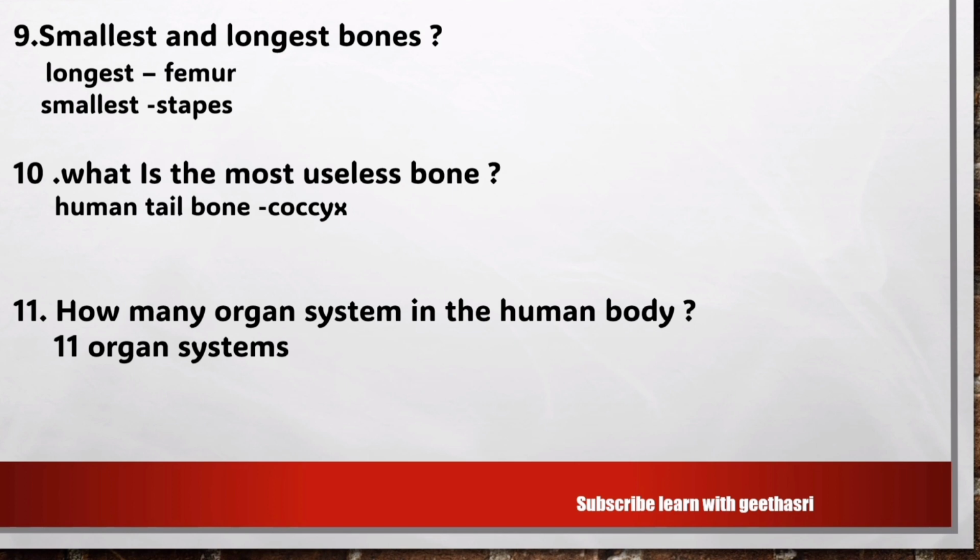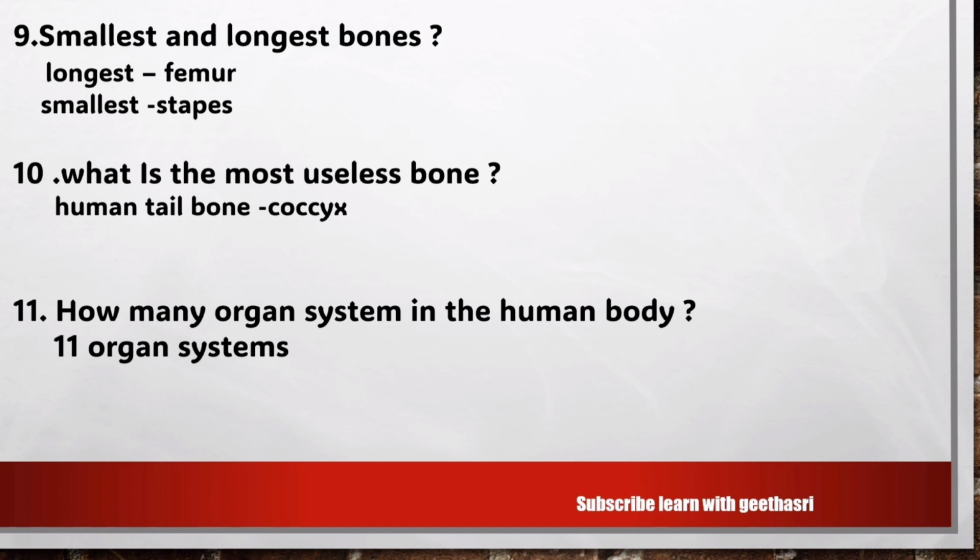How many organ systems in the human body? There are 11 organ systems in the human body. You must have a glance at the basics of the 11 organ systems. You should be able to answer if they ask about the basic parts of the 11 organ systems. And one body system thoroughly, if they ask to explain about a body system, just like how we discussed in part 1.